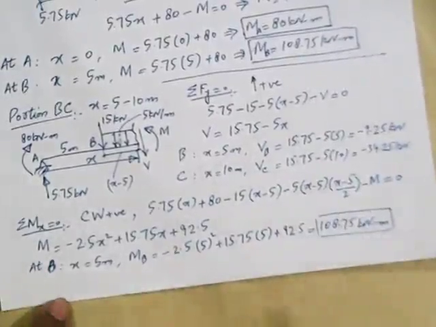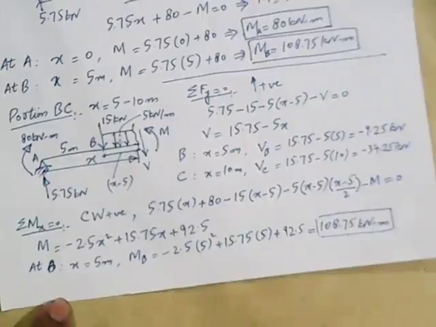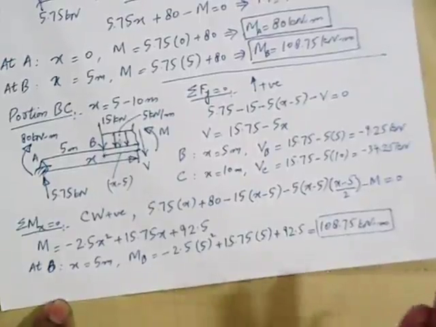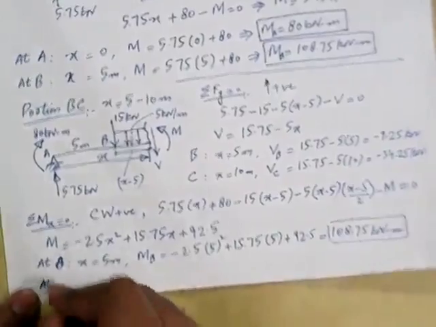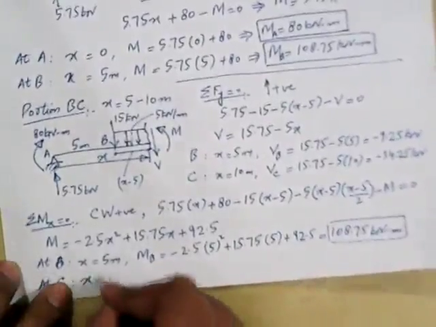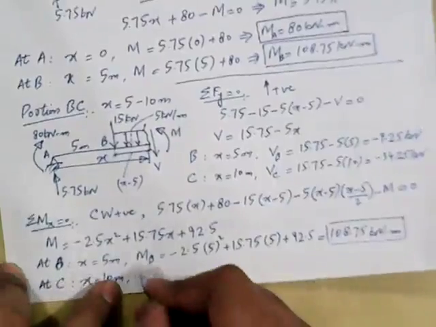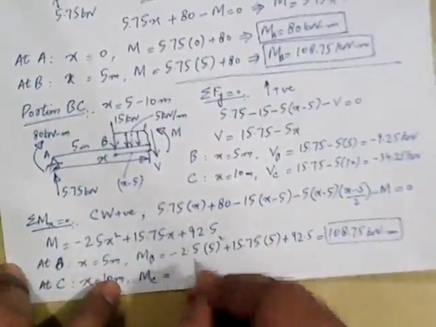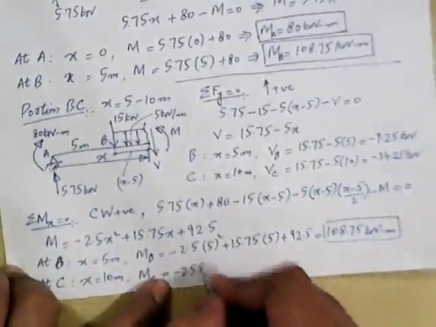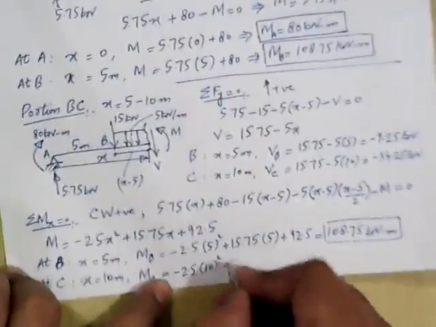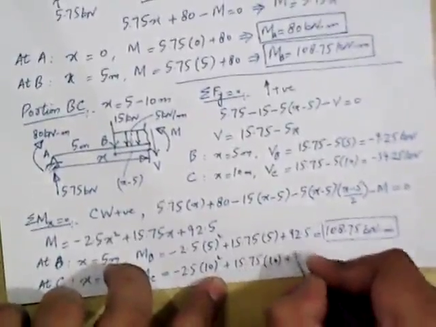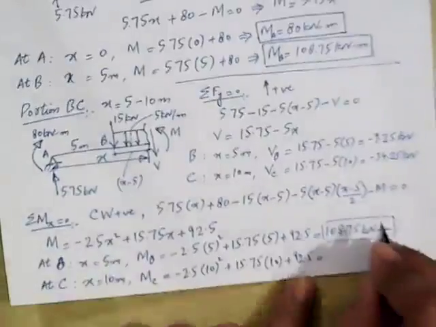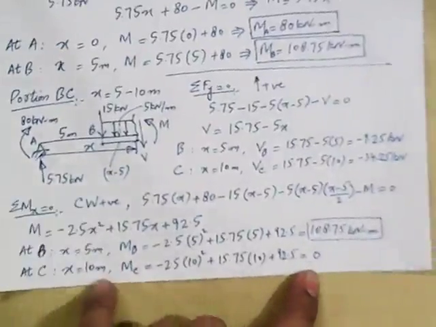And we have discussed that whenever there is no point movement at any given point, then the values of movement that we get from either side of that point should be the same. At point C, how much is the value of x? x is equal to 10 meter. So M_C = -2.5(10)² + 15.75 × 10 + 92.5. And if you solve this equation, you will get M equal to 0.